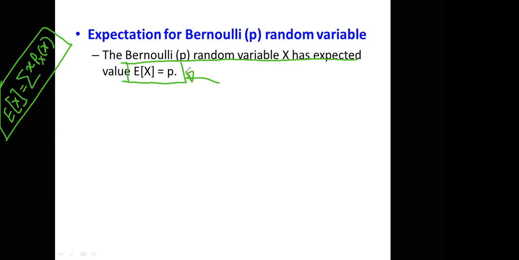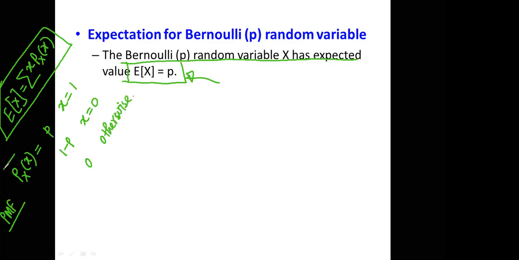How to prove it? What is the PMF of the Bernoulli random variable? It is definitely p_X(x) equals p for x equals 1, 1 minus p for x equals 0, and 0 otherwise. If you can remember. Can you remember that one? Yes, sir.